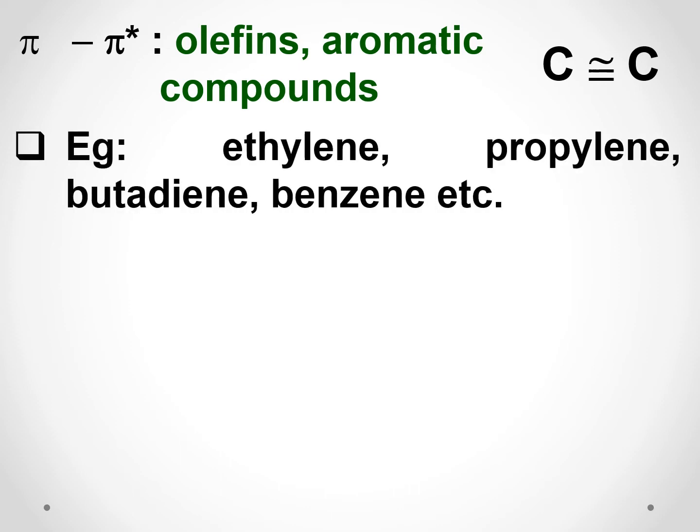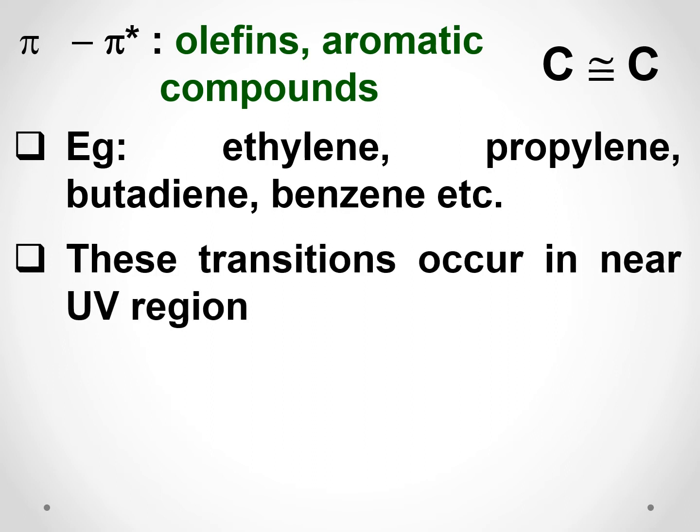For example, ethylene, propylene, butadiene, benzene. These are four compounds, and they will show pi to pi star transitions. These transitions occur in the near UV region, 200 to 400 nanometer, so they can be detected by normal spectrometers.